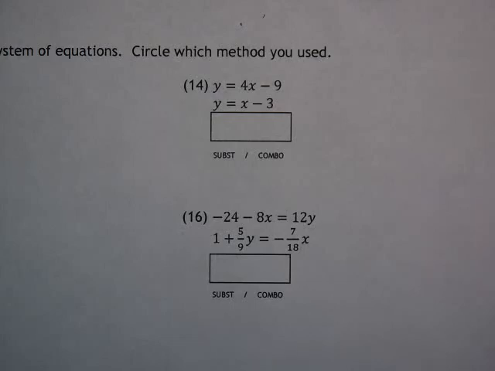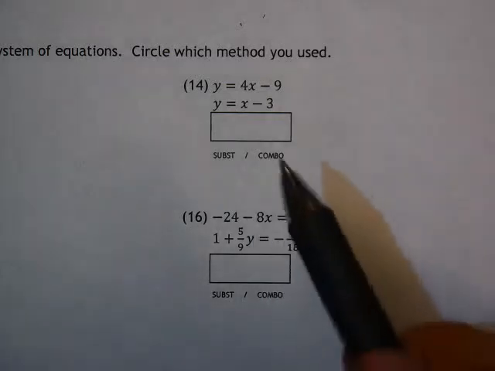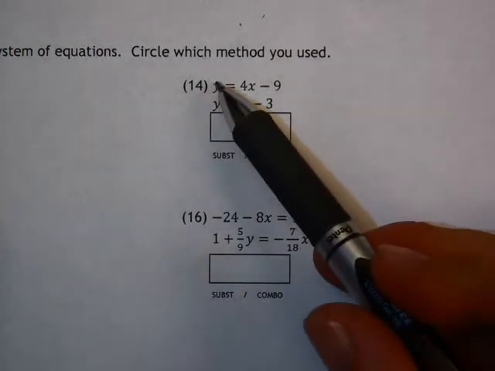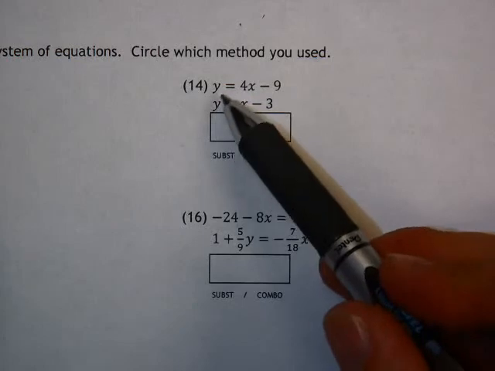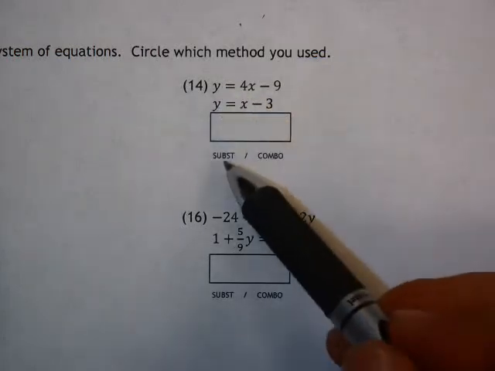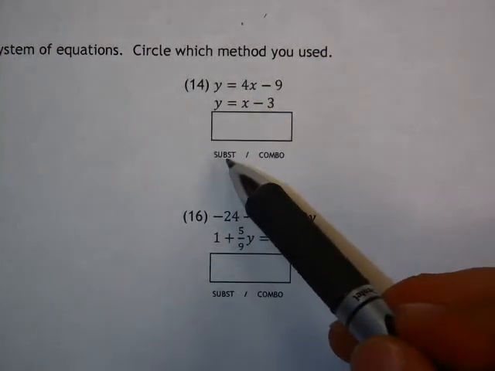Worksheet 4.6 for Algebra 2, I'm going to look at numbers 14 and 16, which are both solving systems of equations. This is for concept 4. And in number 14, it's pretty straightforward in the beginning. They both have y equals. And when you have that, you could do substitution. It's absolutely reasonable to do that.